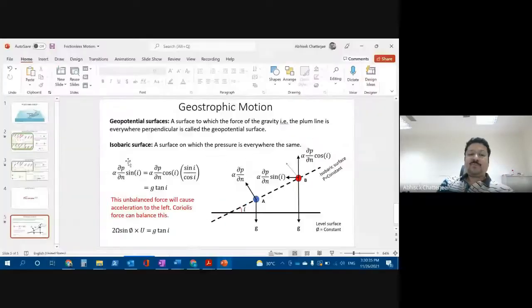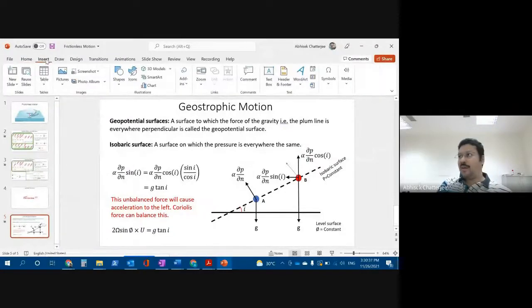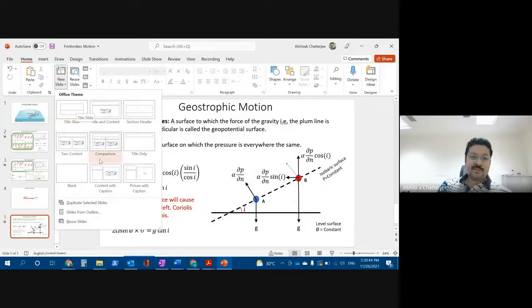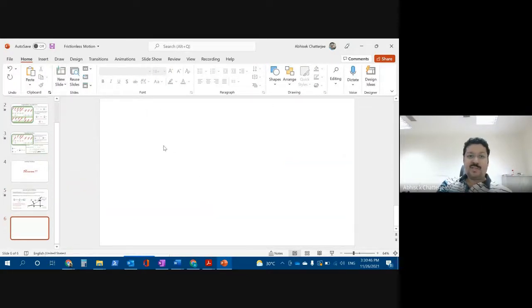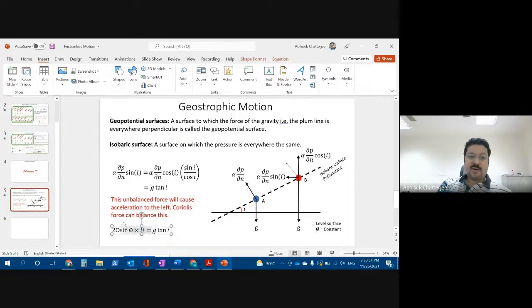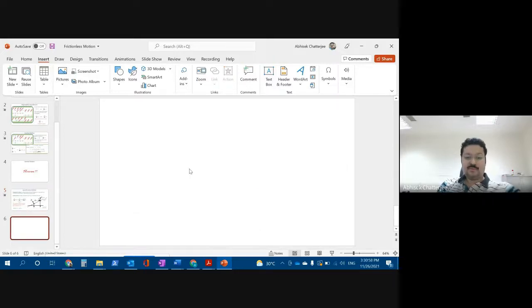Okay. So let's look at an example. I have a few more minutes. Next slide. Let's calculate something. So I have this equation. So I want to find out, say, at a given latitude of 45 degrees.